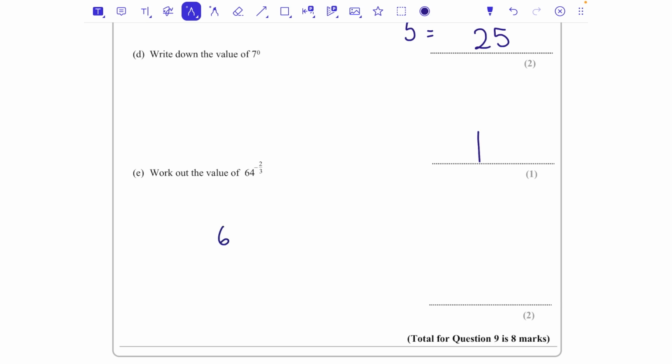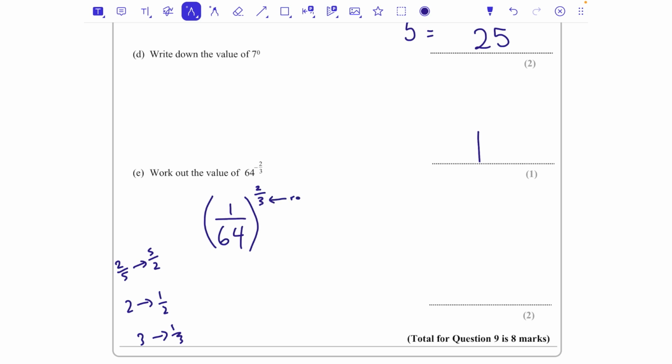Now, when we have a negative power, to use up that negative, we make the base number its reciprocal. The reciprocal of 2 is a half. The reciprocal of 3 is a third. The reciprocal of 2/5 is 5 over 2. So we're inverting that number. So the reciprocal of 64 is 1 over 64. That's used up the negative, but we've still got this raised to the power of 2/3.